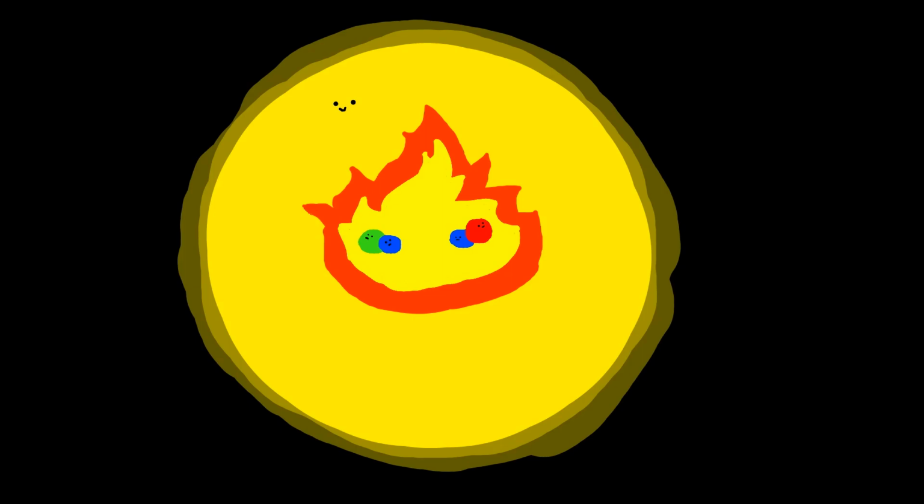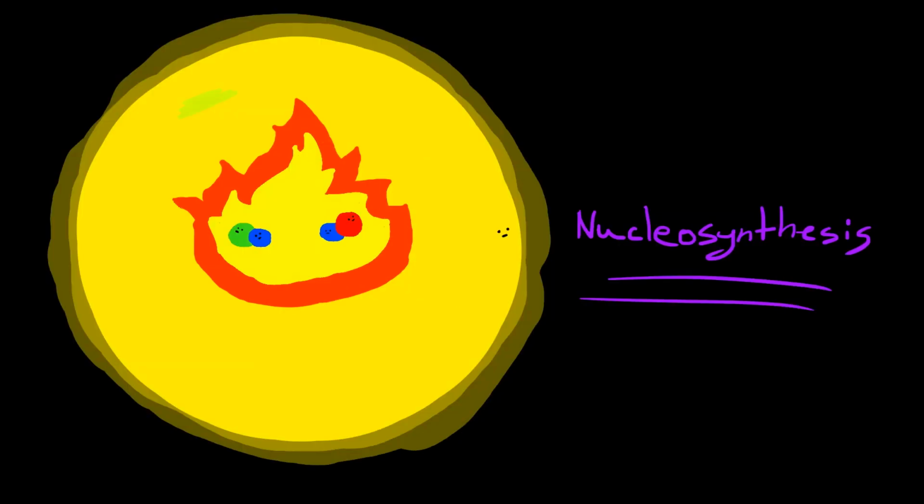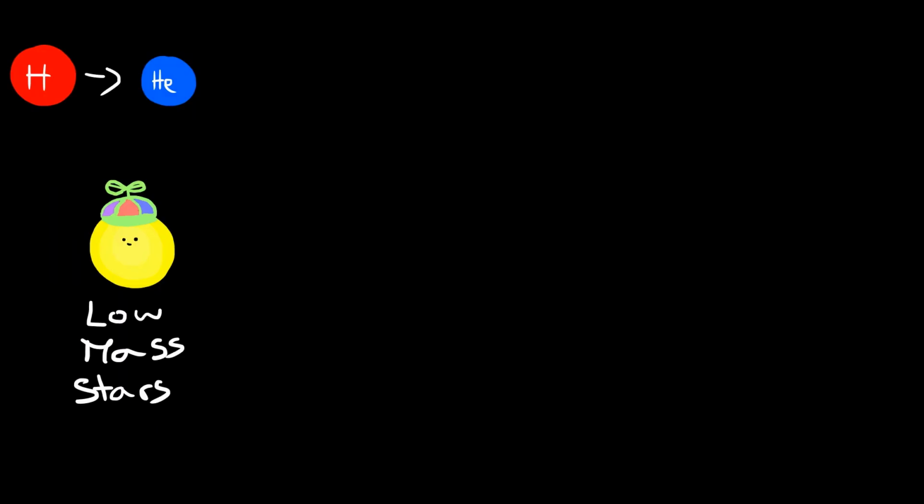Nuclei combine with one another, creating a different element, and that releases a lot of energy, and this is where the equation E equals mc squared is applied, and that is the conversion of mass into energy. Mostly hydrogen is converted into helium inside the nuclear reaction, and this whole process is called nucleosynthesis. So low mass stars often convert hydrogen into helium.